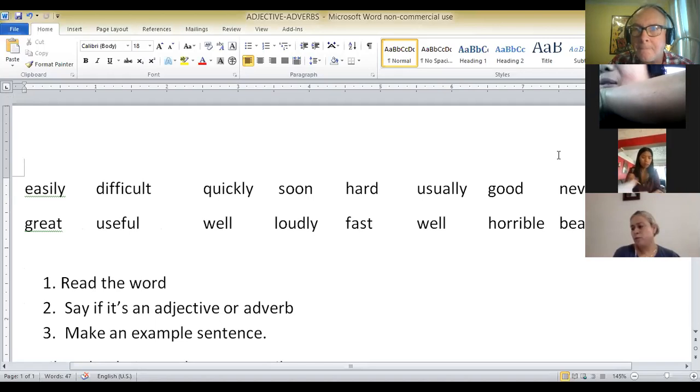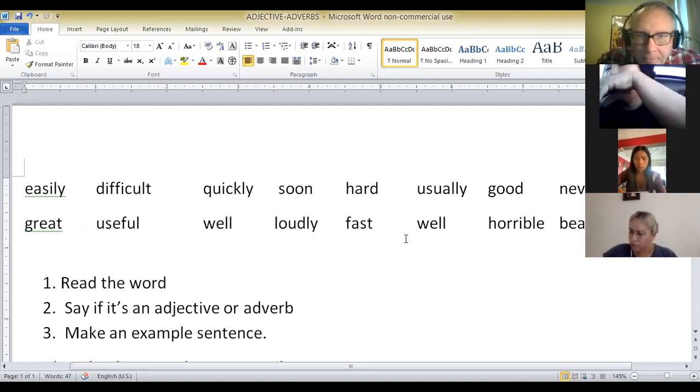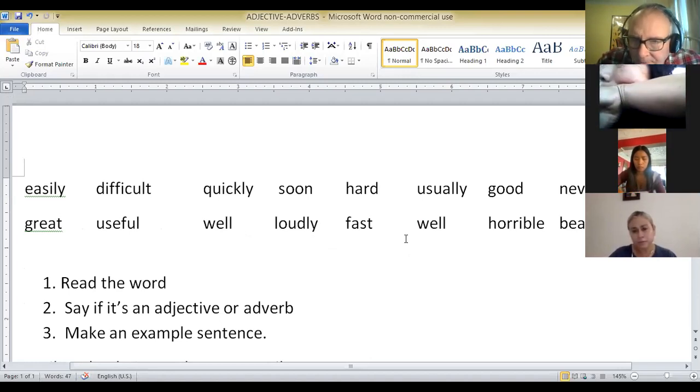I'm not sure if well is an adjective or an adverb. Which one? The word well. Well is an adverb, right? But only when you use good, you use it with an adjective. That's right. Good is an adjective. Well is an adverb. So, for example, you say, Jenny is a very good worker, and she always does her job very well.